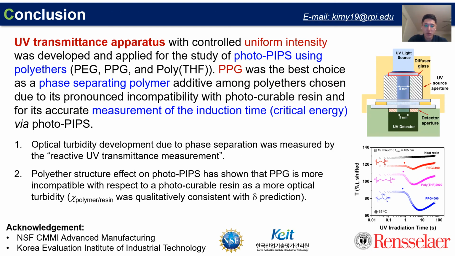In conclusion, we developed a UV transmittance apparatus with controlled uniform intensity, and it was applied to the study of PIPS using polyethers. And PPG was the best choice as the phase separating polymer additive among polyethers for its pronounced incompatibility with the photocurable resin, for the accurate measurement of the induction time or critical energy on PIPS.